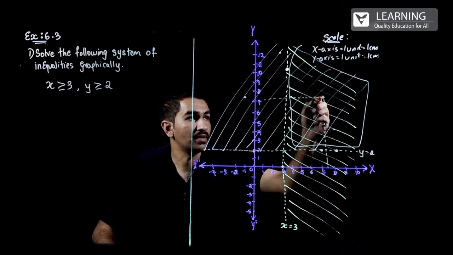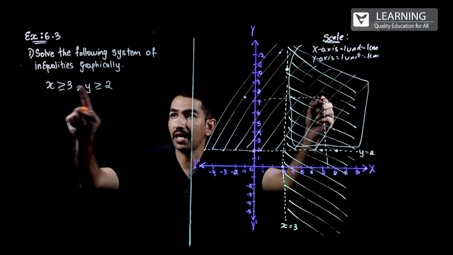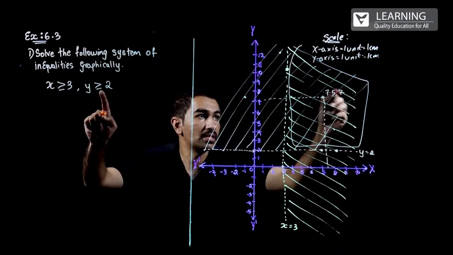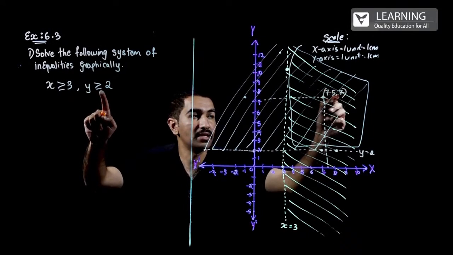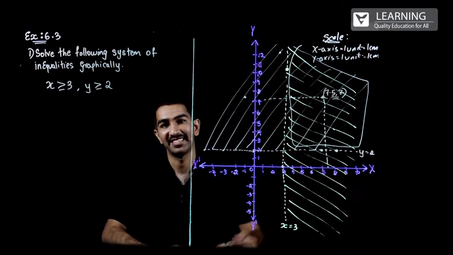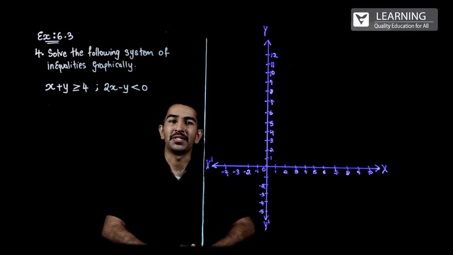Okay, y is equal to 7, which is x is greater than 3 and y is greater than 2. So this is, we'll write 7.5 comma 7. This is x and y. X is greater than 3, y is greater than 2. So this shaded part is our answer. Understood? Moving on to the next question.